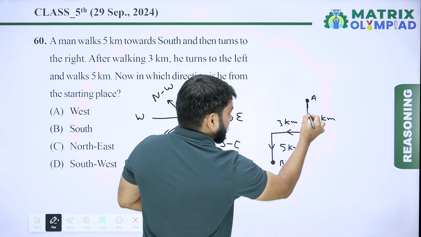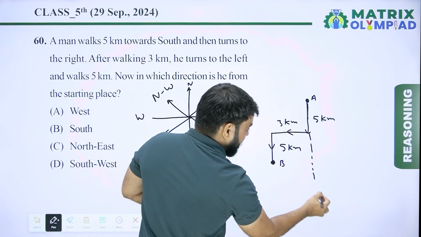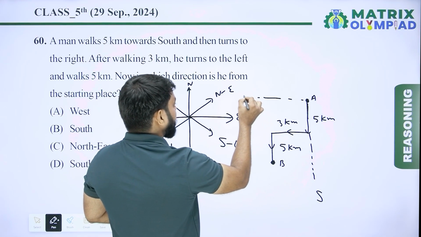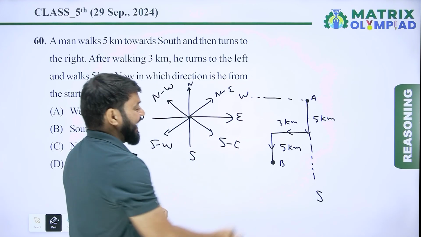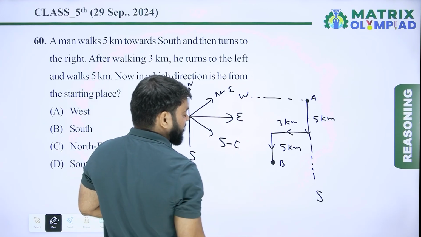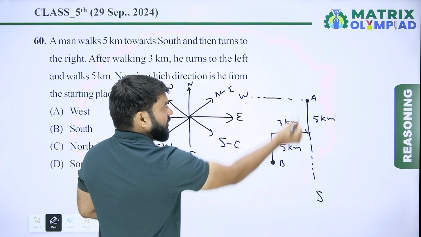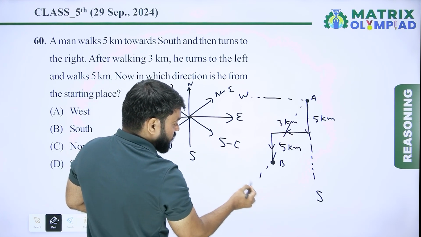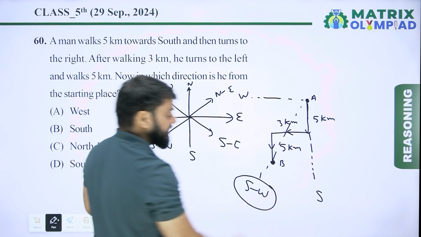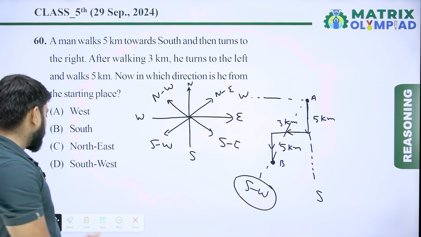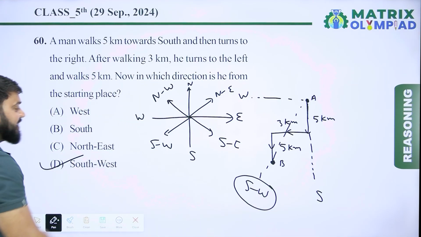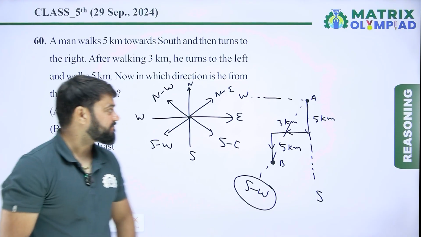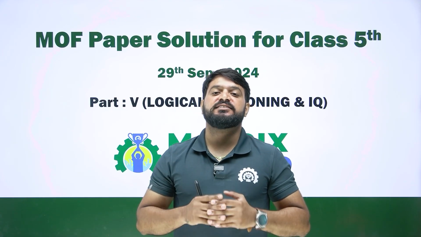This is the south of the starting point and this is the west of the starting point. And now find the direction of B with respect to A. So B is in the southwest of the starting point. So here option D is the correct answer of this question. So we have finished the solution.